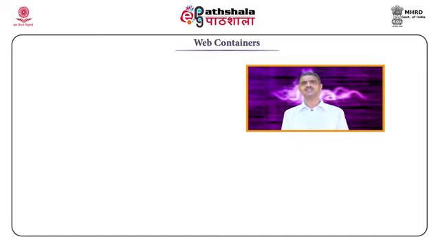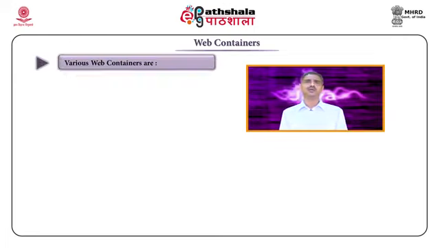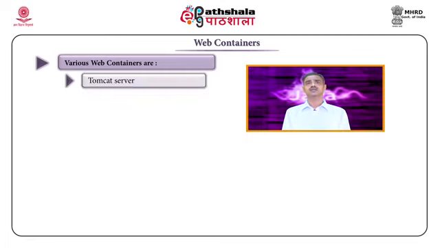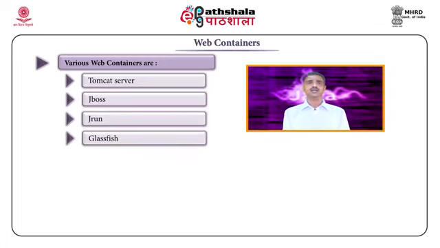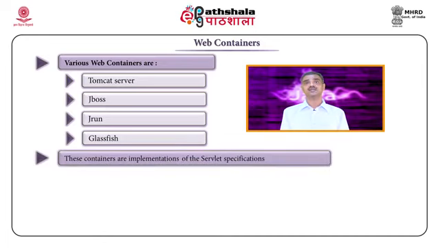We have various servlet containers commonly available in the market. The most commonly known is the Tomcat server. We also have JBoss, JRun and Glassfish. Earlier we talked about versions of the servlet specification. These containers are nothing but implementations of those specifications.